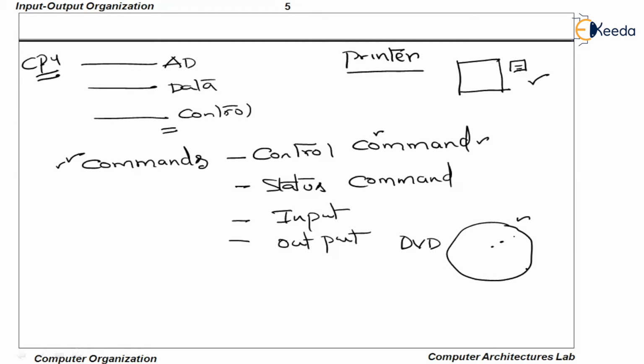Let us say writing is being performed. When the writing is being performed, the writing has to be done in several tracks. So the head has to move from one position to another position. All these movements of those components which are pertaining to every device will be controlled by the control commands.